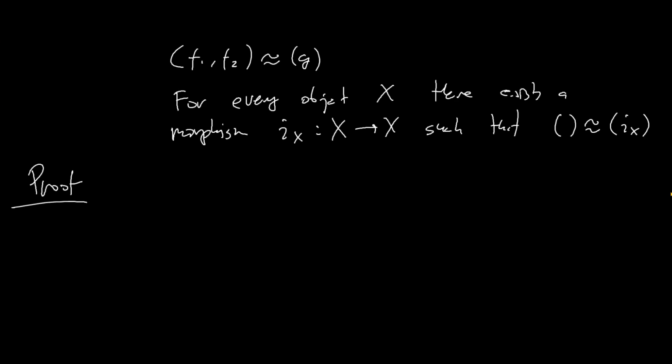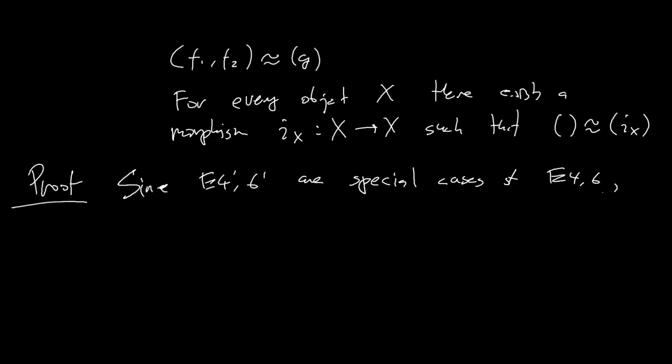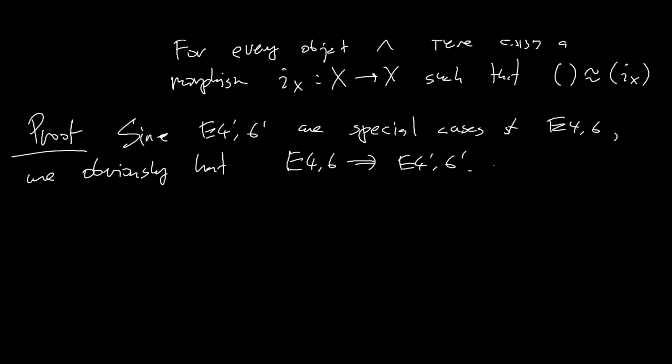So first, let's remark that since E4 prime and E6 prime are special cases of E4 and E6, we obviously have that E4 and E6 imply E4 prime and E6 prime. So we're going to prove the converse. We now prove the converse.